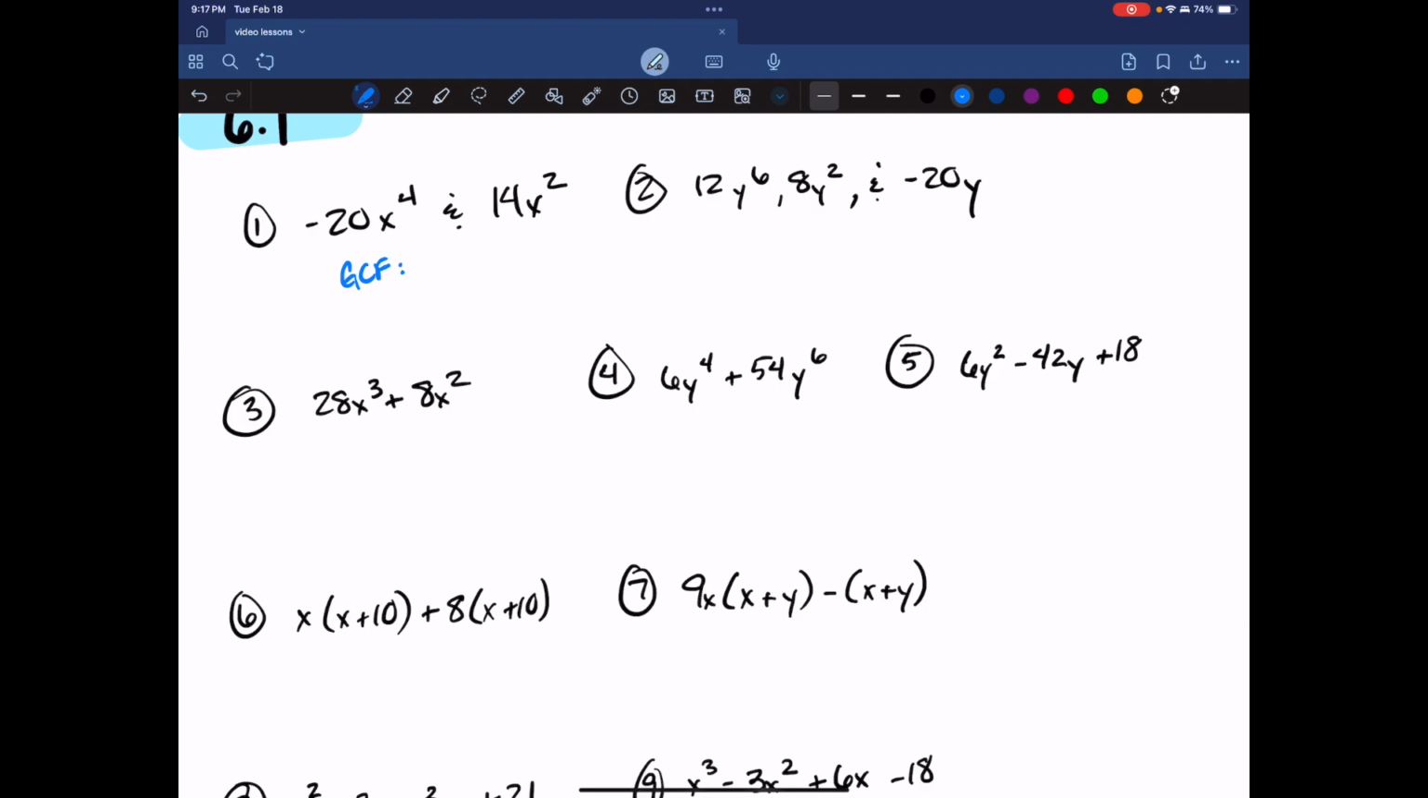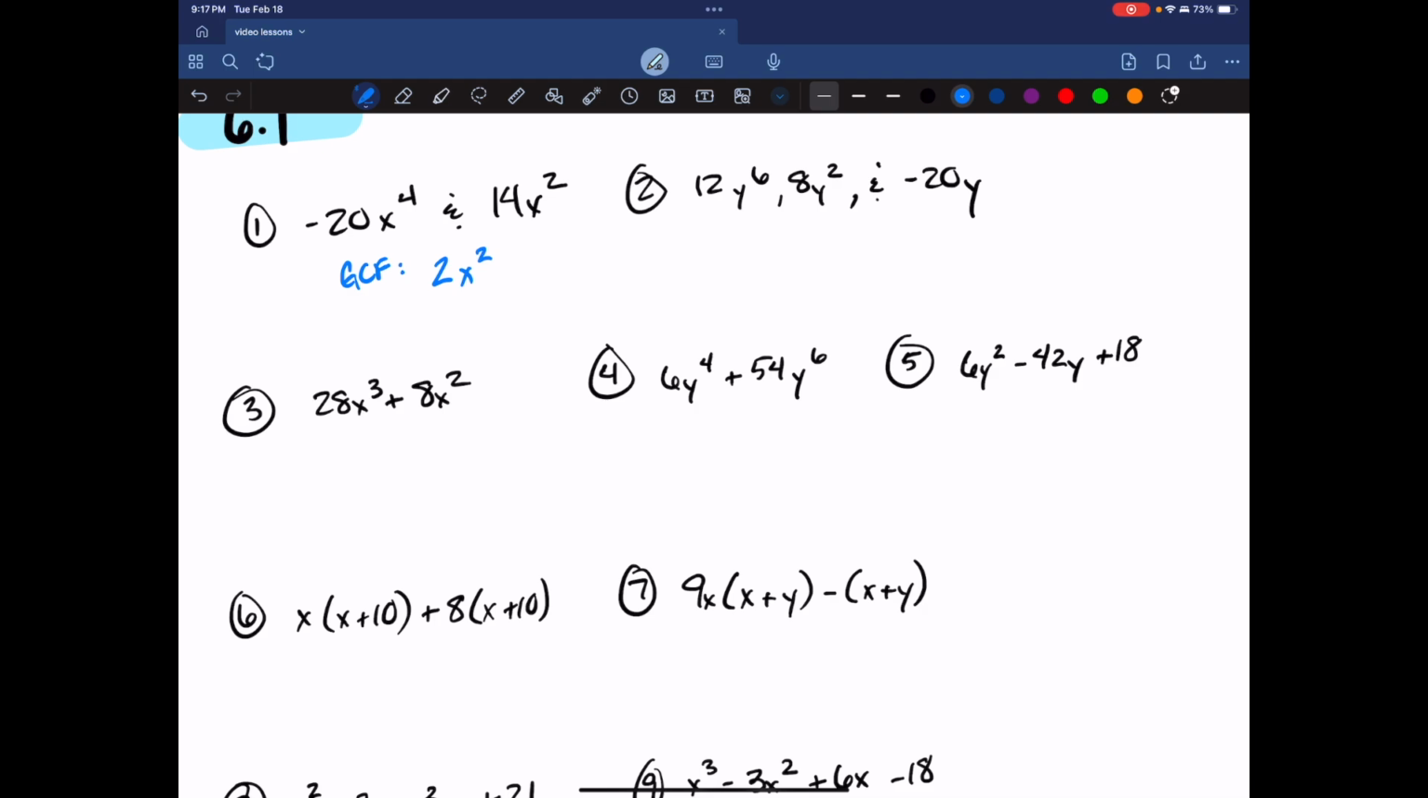Nothing else is going to work. So I'm going to have a 2 that's in common between my numbers. And then you ask yourself, they both have at least one x. How many x's do they have in common? 2. Or another way of asking it is, what's the least number of x's that you see? And that's x squared. So if I have x squared, I can pull out an x squared. If I have x to the fourth, I can take the x squared out of the x to the fourth. And so altogether, they have 2x squared as my greatest common factor of number 1.